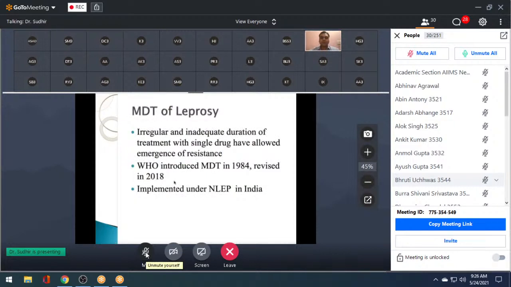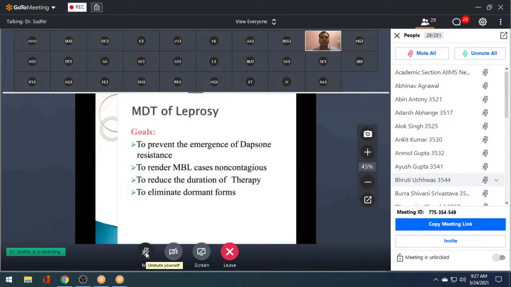Coming to MDT of leprosy, irregular and inadequate duration of treatment with a single drug has allowed emergence of resistance. That's why WHO introduced MDT in full-fledged form in 1984, though it started from 1981. In India, it has been implemented since 1983-84. Recently, WHO revised its MDT regimens in 2018. We will see the revised regimen and the previous regimen also. The goals of MDT are to prevent the emergence of dapsone resistance, to render multibacillary leprosy cases non-contagious, to reduce the duration of therapy, and to eliminate the dormant forms.